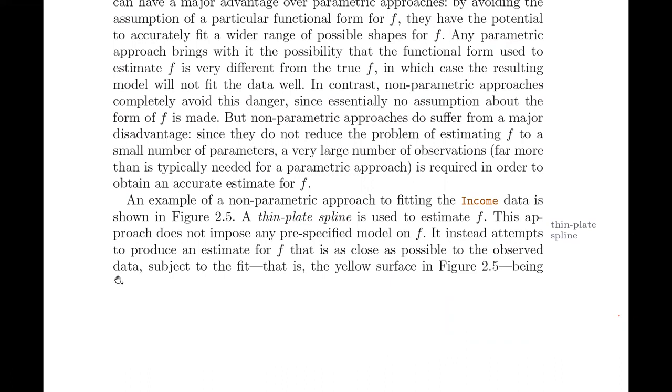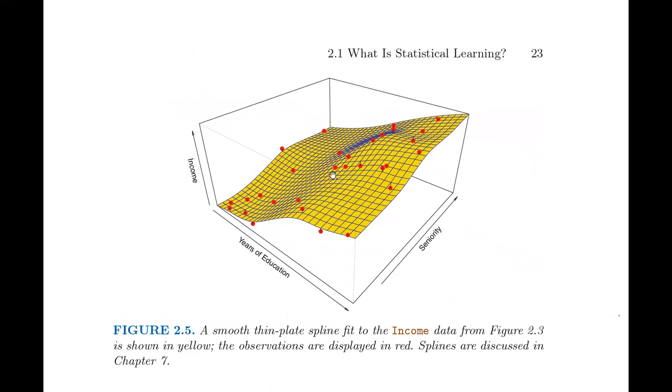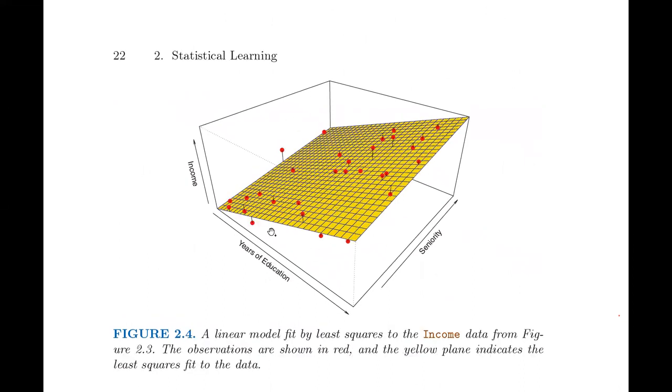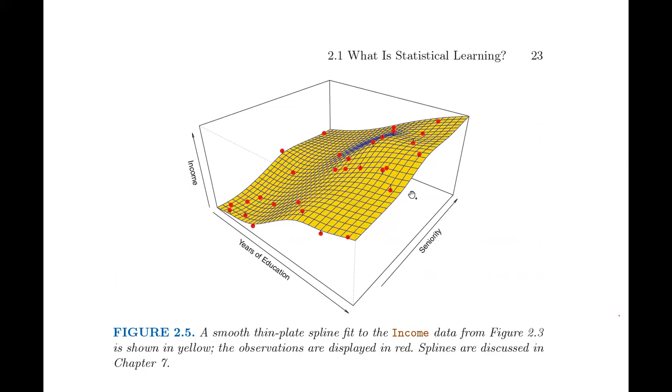This approach has not imposed any pre-specified model of f. It instead attempts to produce an estimate for f that is as close as possible to the observed data, subject to the fit. Meaning, as you would expect, the error bars in this parametric linear model have been reduced in this alternative model, which is giving us an example of a non-parametric approach. Where the model is allowed non-zero curvature.